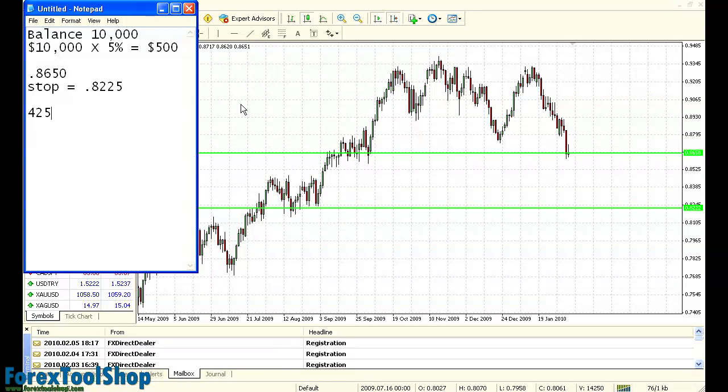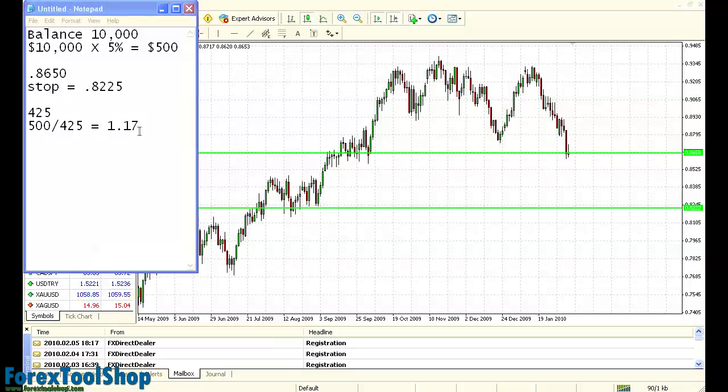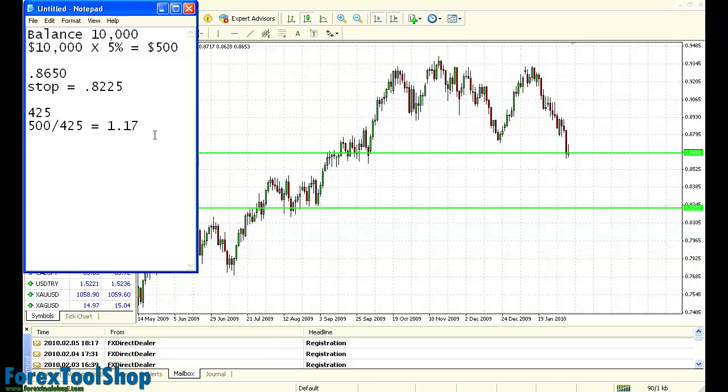So now I have what I need to answer the million-dollar question, which is, what lot size allows me to handle my risk appropriately? So we know we have $500 we're willing to risk across 425 pips. Now when you divide 500 by 425, you get a value of 1.17. Now that I know I can risk $1.17 for every pip, I know that one mini lot equals $1 a pip, and that one micro lot equals 10 cents a pip. So my appropriate lot size here is going to be 0.11, which is 1 micro and 1 mini.